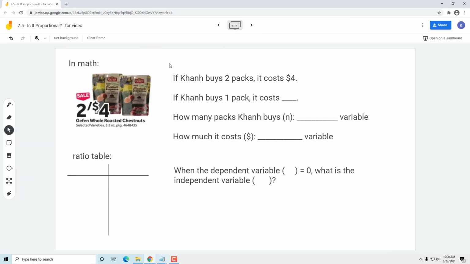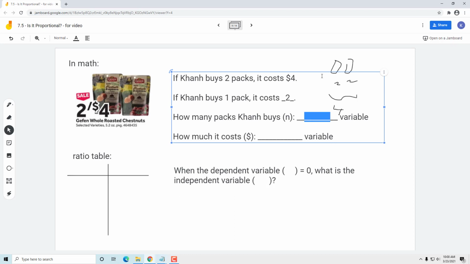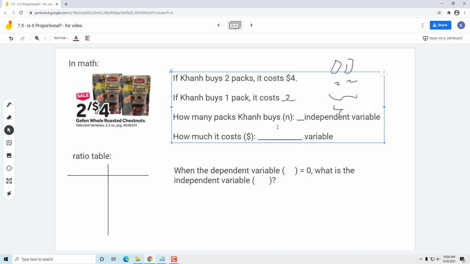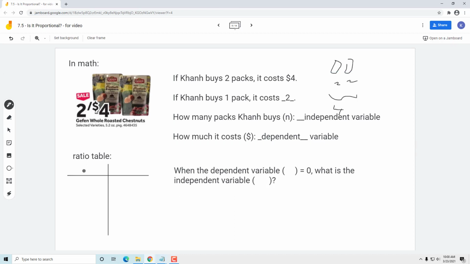In math, if Khan buys 2 packs of chestnuts, it costs $4. Well, 1 pack would cost 2, of course, because if 2 packs cost 4, then each one is 2. So how many packs Khan buys, he chooses. That's the independent variable, because he chooses that one. How much it costs depends on how much we buy. That's the dependent variable. We usually put the independent variable on the left, dependent on the right. That's what we usually do. That's convention.